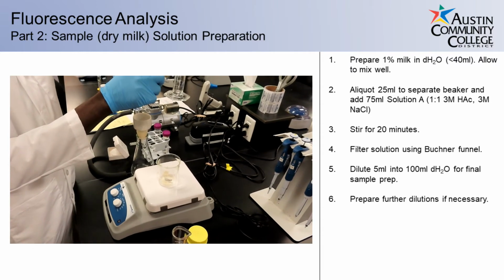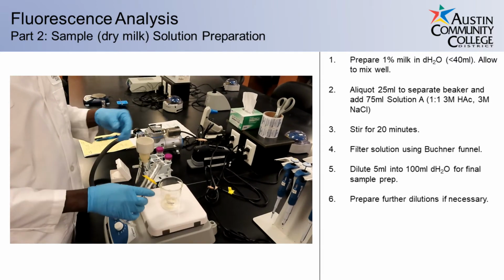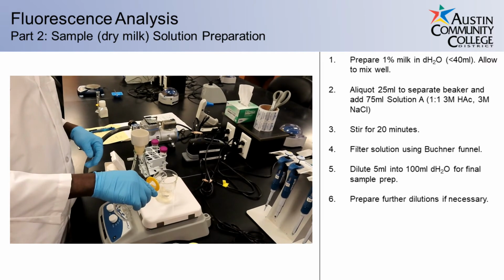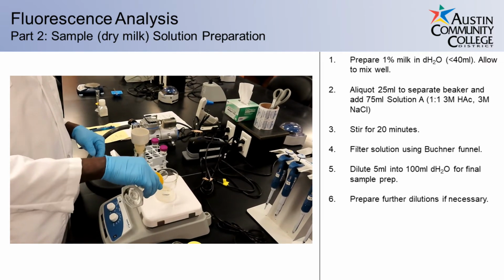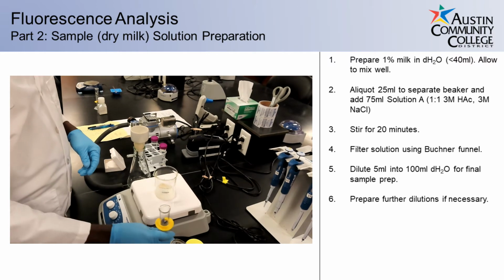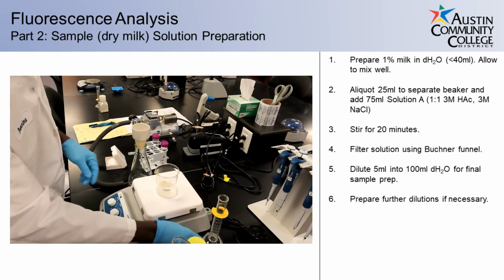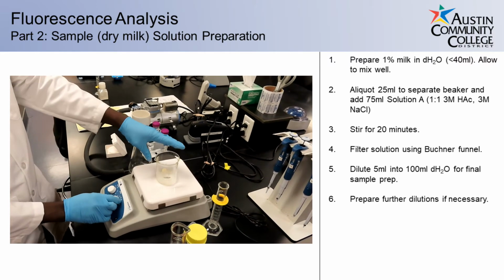In part 2, you will prepare a 1% milk solution. You will be determining the riboflavin concentration of this sample. Dilute 0.5 grams of dry milk powder into 50 milliliters of water. Allow the solution to mix well.